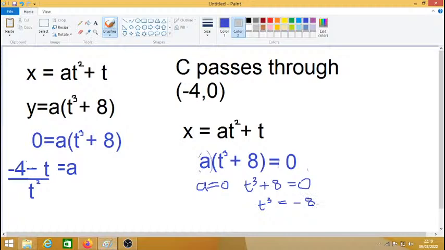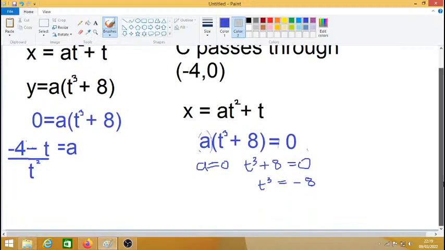This is not like a square. If it was t squared equals minus 8, you wouldn't be able to solve it because you can't square root minus numbers. But you can cube root them, and that would be equal to minus 2. Just check: if I times minus 2 by minus 2 by minus 2, I do get minus 8. So t is equal to minus 2.